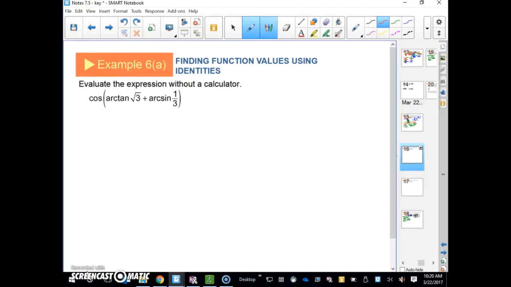Example 6a, we're evaluating another expression. I think this looks really super complicated. Okay? It looks really tough. But what's important to remember is that when you see an inverse trig function like this, that's an angle. And here's another inverse trig function, so that's going to be another angle. And so what I would recommend that you do is just call this one something and call this one something else.